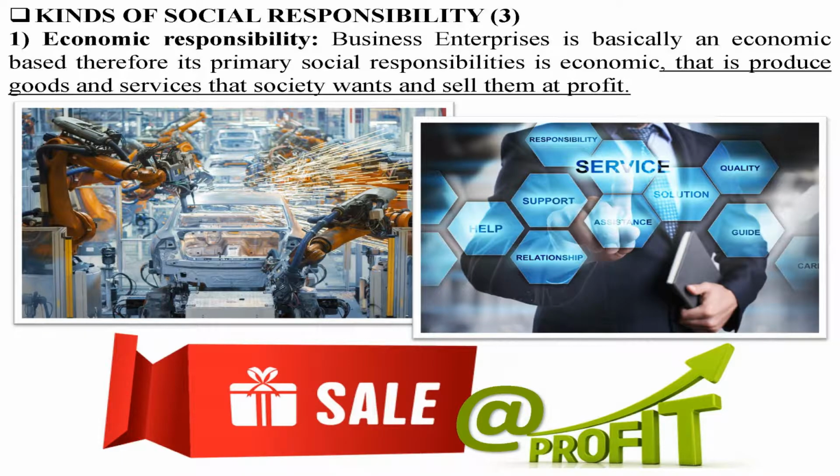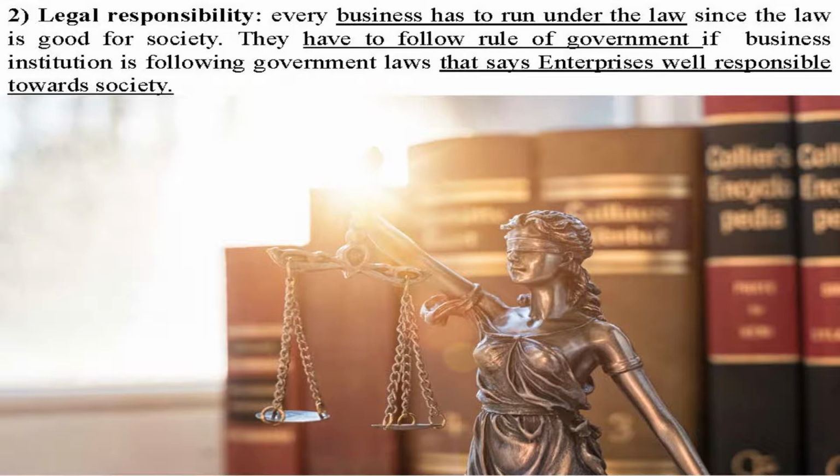Kinds of social responsibilities. First, economic responsibility. A business enterprise is basically economic, therefore its primary social responsibility is economic, that is, to produce goods and services that society wants and sell them at a profit. Legal responsibilities: every business has to run under the law. Since law is good for society, they have to follow rules and regulations. If a business institution follows government law, that shows the enterprise is responsible towards society.